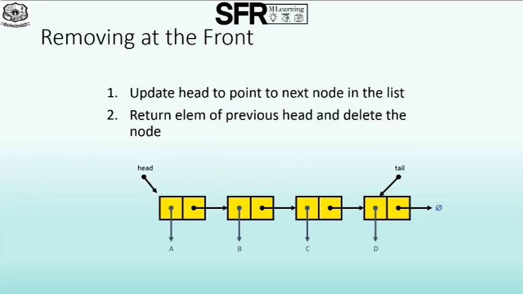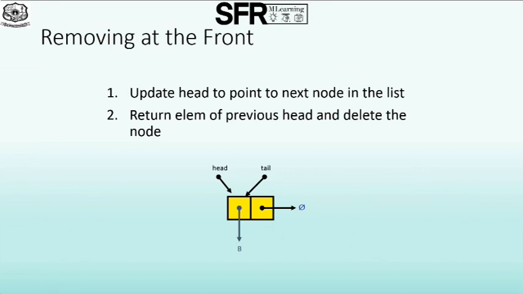Removing at the front: if you want to remove the element from the front, then the head will point to the next node and then the front one is deleted. Here I am deleting the element A, then the head is moved to the element B, then the element A is removed. If this is the last element, the head and tail point to the single element, return the element of the previous head and delete the node. So, both head and tail point to the single node.